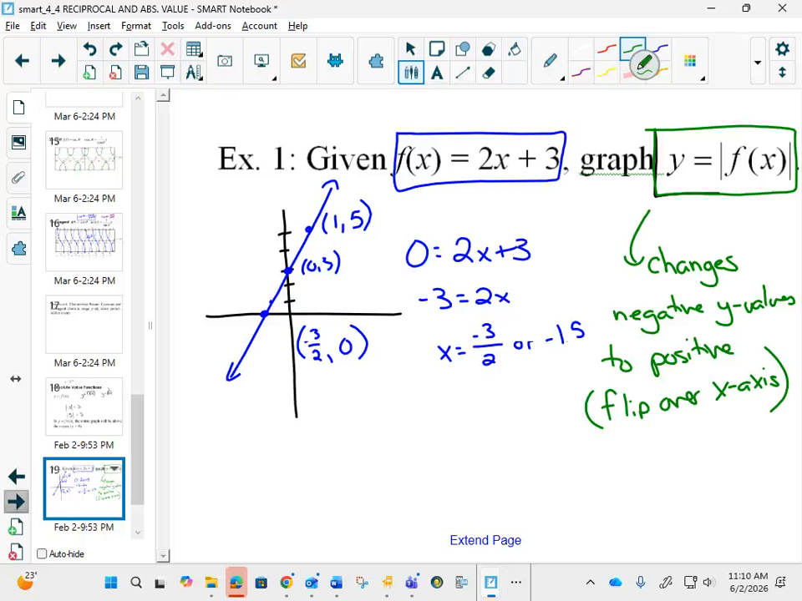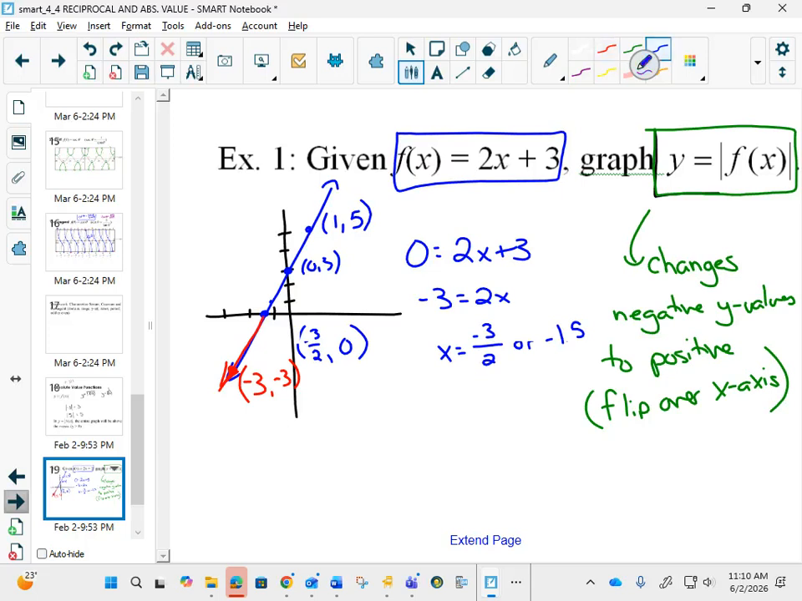So here's my original graph. Do we have any negative y values? Yes. This is the only part where the y values are negative, right? I could label a point on here if you wanted. If I plugged in negative 3, do you see that you would get negative 3 times 2, negative 6, plus 3, you get negative 3, negative 3. That's a point on the original graph in the negative section.